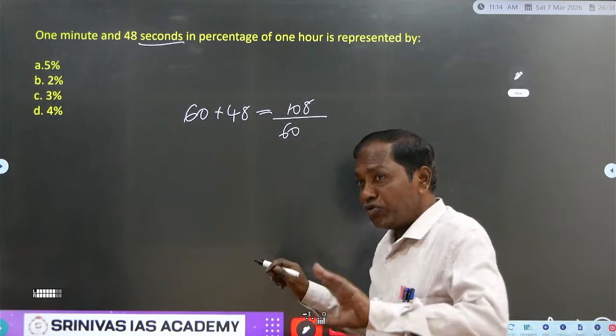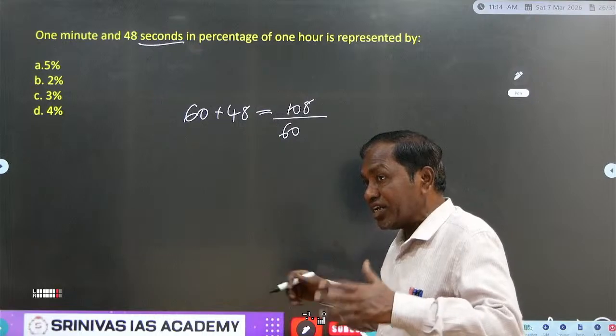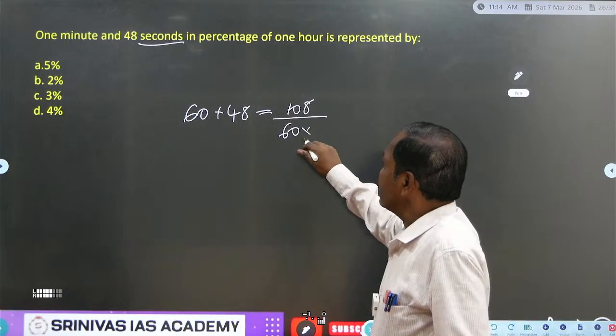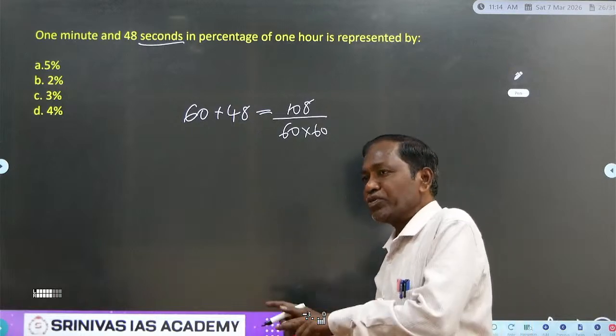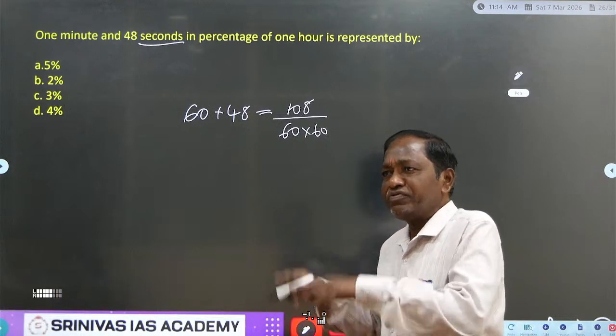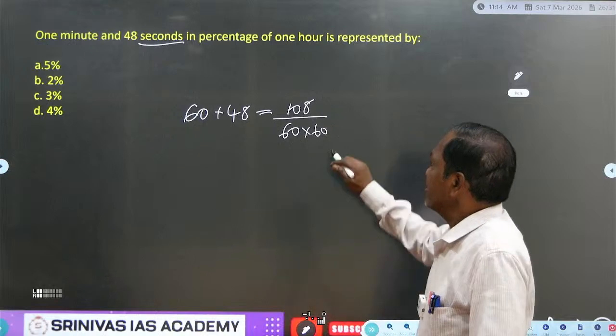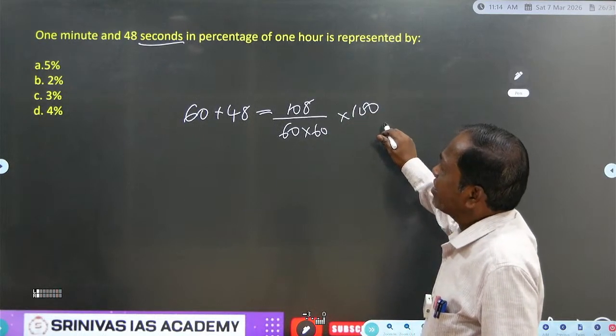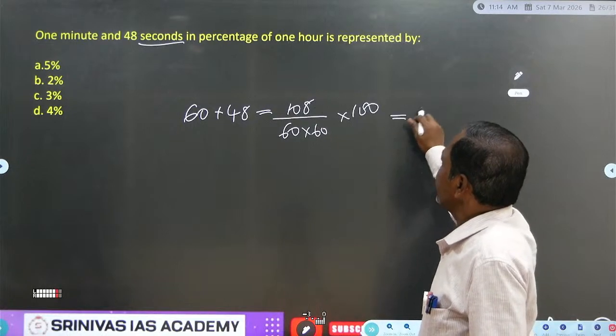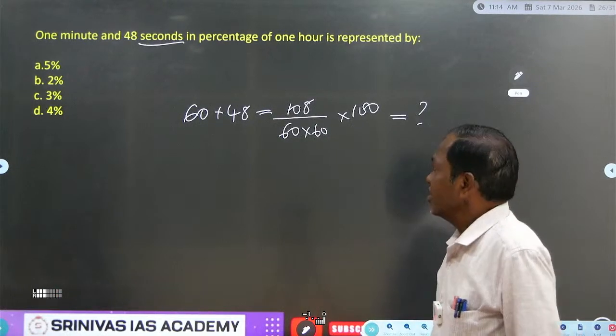60. You don't do calculation like that. You write like that: 60 into 60, because simplification will be easier. Even if you try to put that bigger number, again you have to do the division work. And multiplied by percentage. That's all. Yes, percentage is there. Now you can see that.